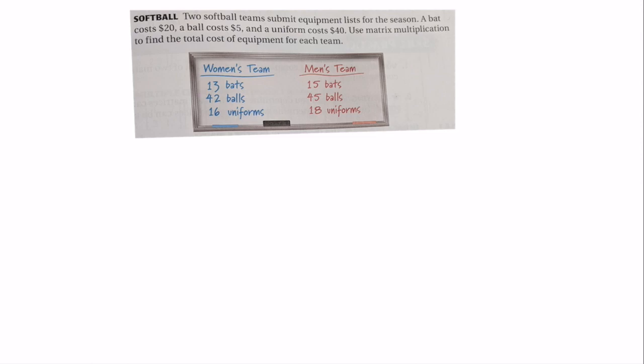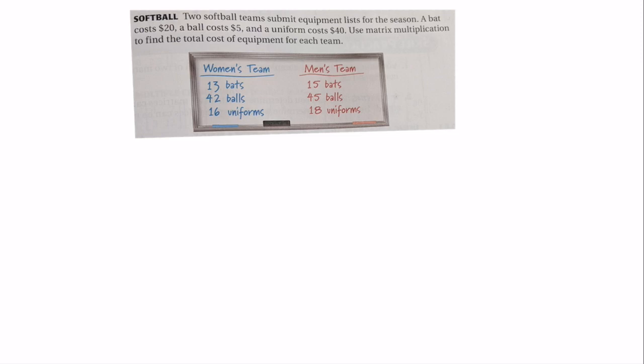I just want to do one real world application problem so you can get a better sense of how the matrix math works, and then discuss briefly why they're so powerful for computers specifically, which is where we generally use matrix math. In this problem, two softball teams submit equipment lists for the season. A bat costs 20, a ball 5, uniforms 40.